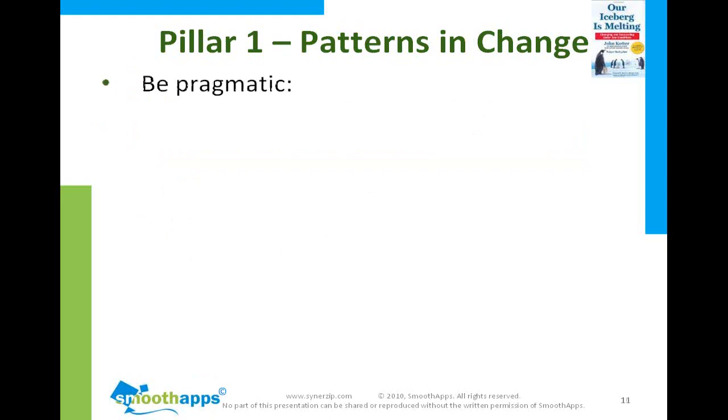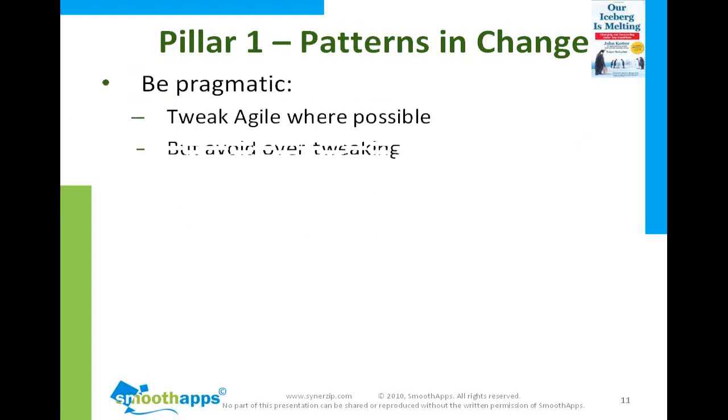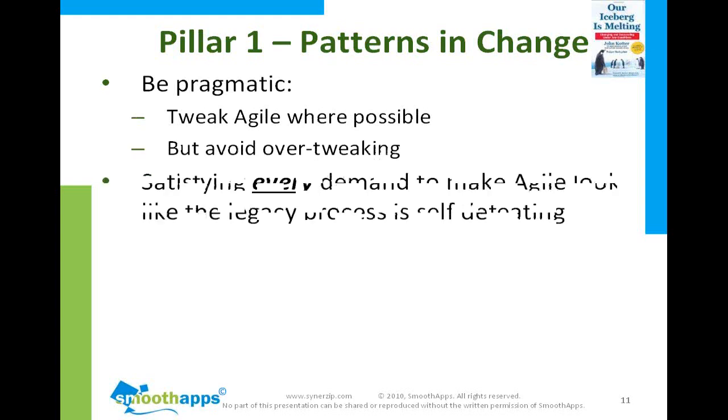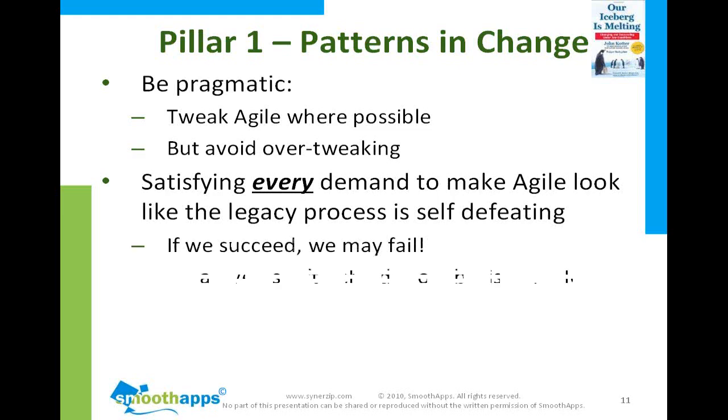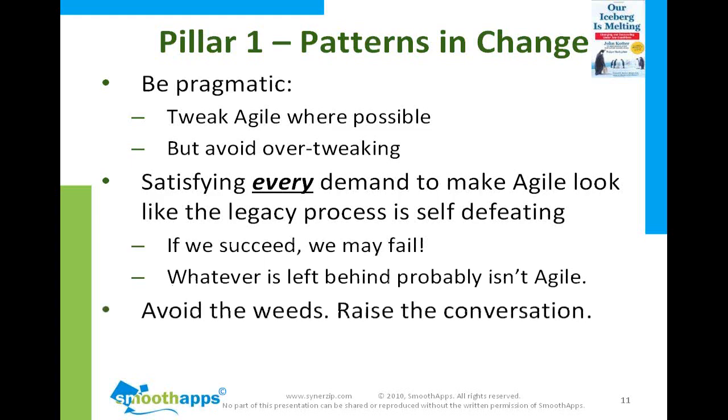So what we need to do definitely is we need to be pragmatic. That's what the literature on Agile says. You've got to tweak Agile where possible, but you've got to avoid over tweaking it to a point where, satisfying every demand to make Agile look like your legacy process, it becomes self-defeating. If you succeed, you're going to fail, because what you're left behind is certainly not Agile in the first place.